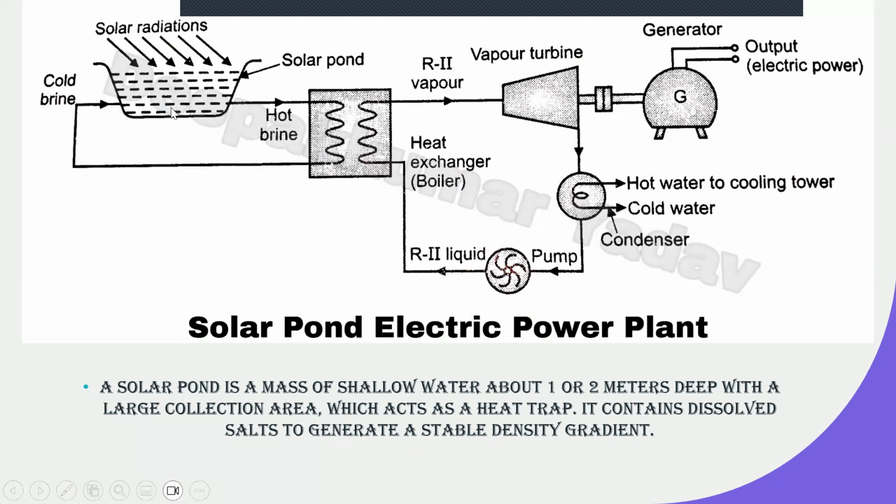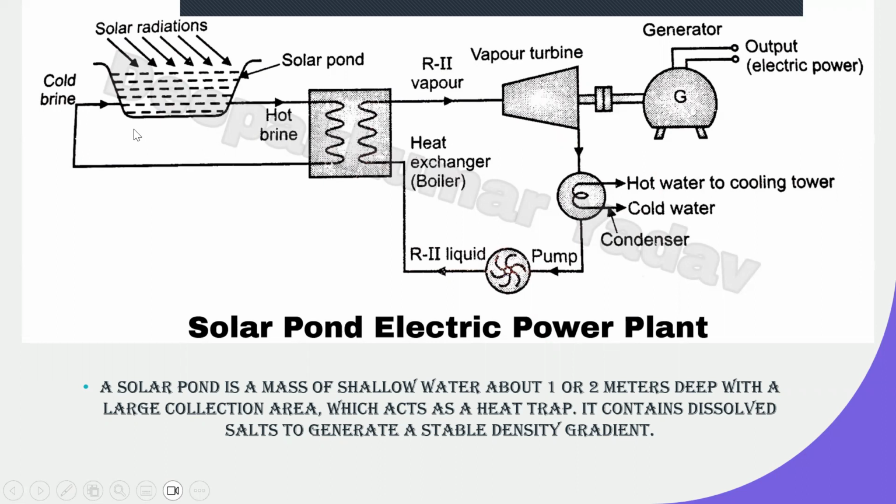Here you can see this is a solar pond, which is 1 or 2 meters deep with a very large collection area. Because of the large collection area, the heat falling from the sunlight will get trapped easily. It also contains some salts dissolved in it to generate a density gradient. The part of the incident solar radiation entering the pond surface will be absorbed throughout the depth, and the remaining part which penetrates the pond will be absorbed at the black end, that is, the bottom.